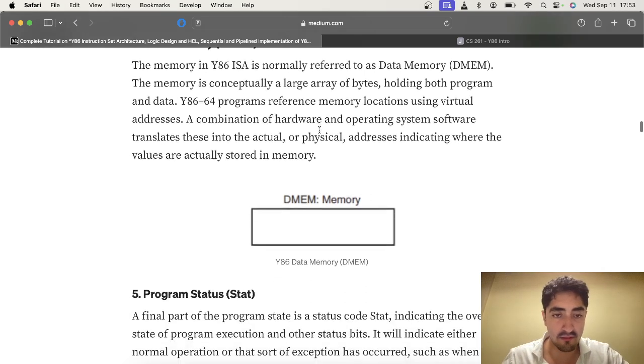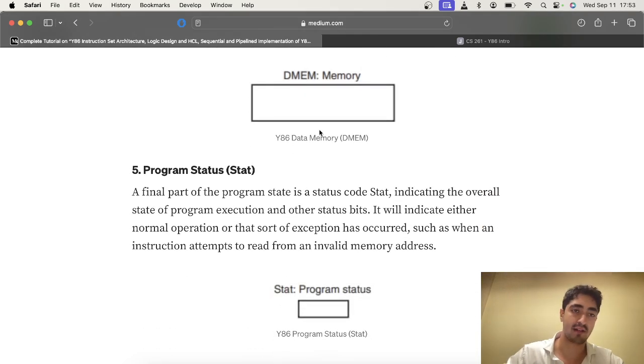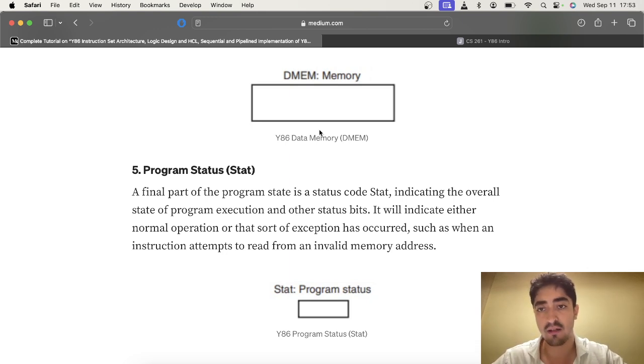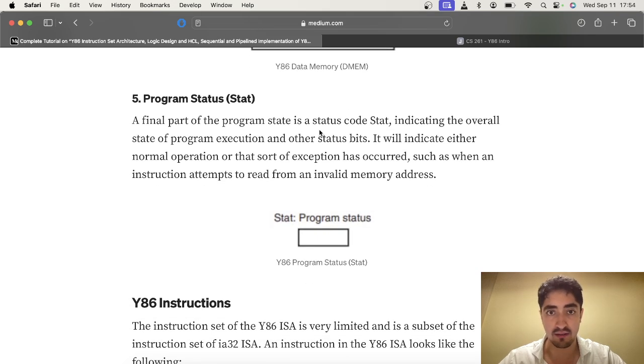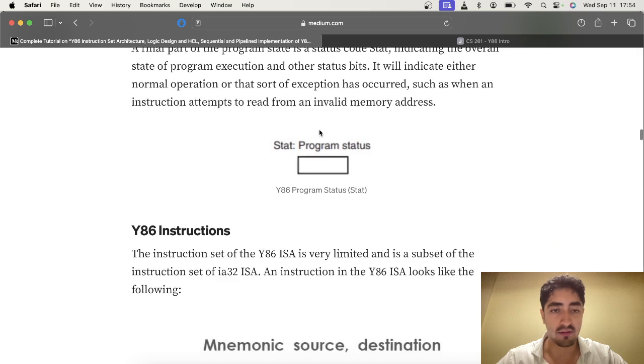All right, so now we go to program status. A final part of the program state is the status code Stat, indicating the overall state of program execution and other status bits. It will indicate either normal operation or that some sort of exception has occurred, such as when an instruction attempted to read from an invalid memory address.